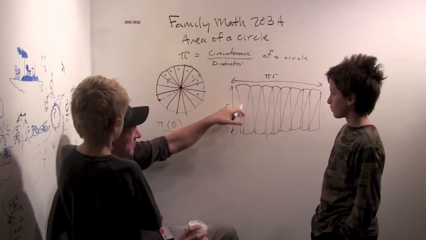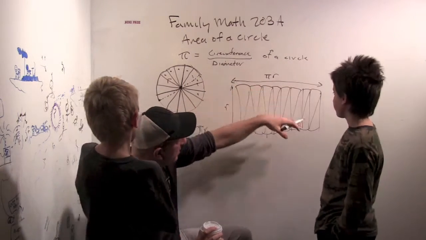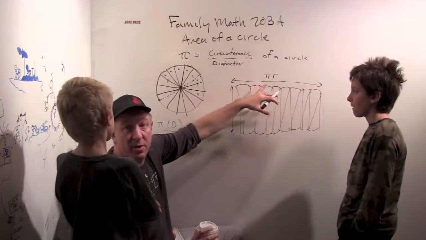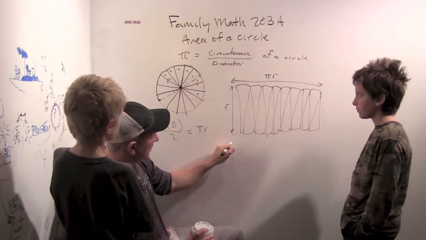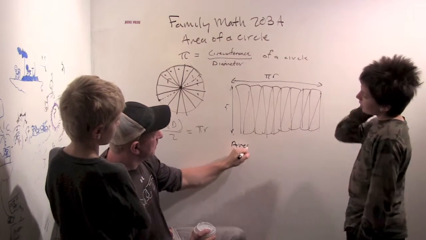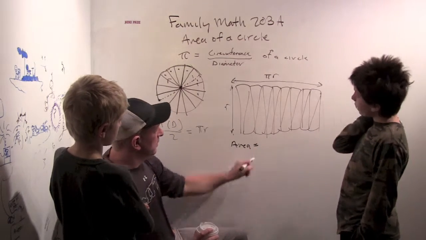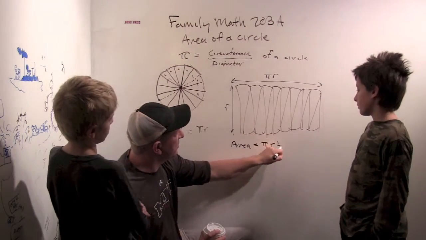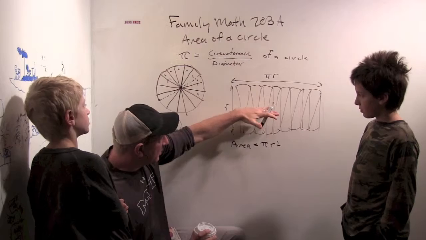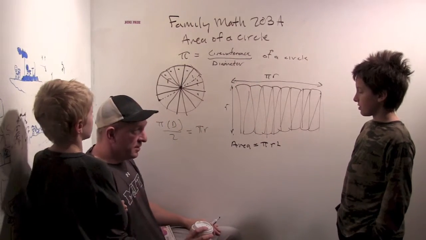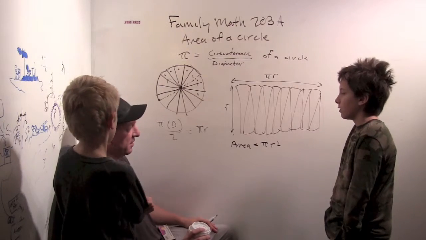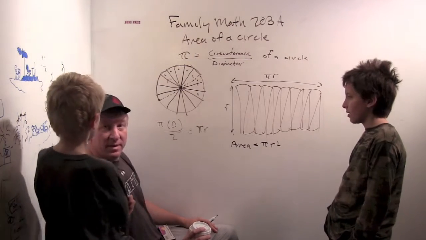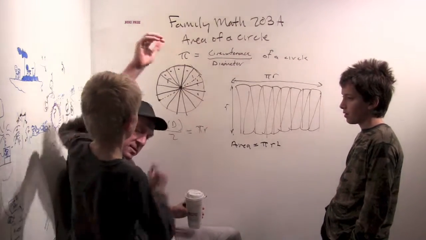Okay, so if I do infinitely many slices, the length on top and bottom always stays the same, pi times r. And the height is always r, so what's the area of this rectangle? Well, it's pi r squared. Pi r squared. What other area does this sum of wedges represent? It's the area of the circle. So the area of the circle has to be pi r squared. Pretty cool, right?